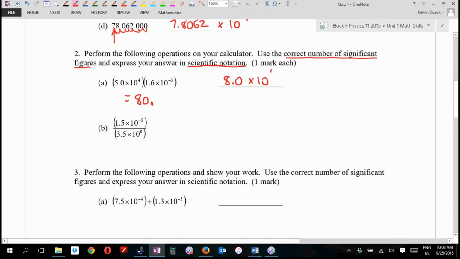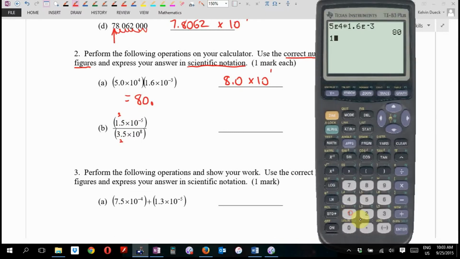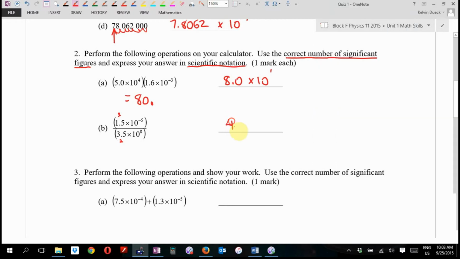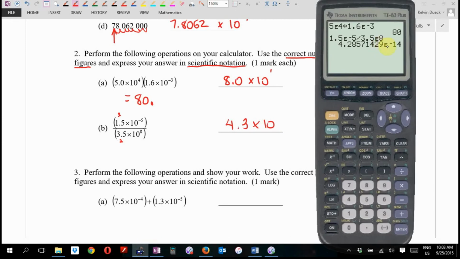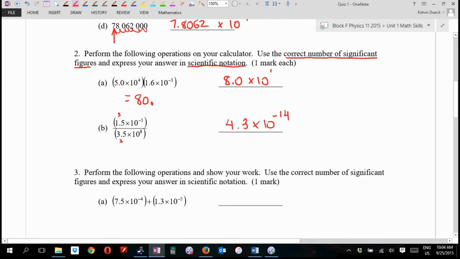B. How many sig figs? 2. How many sig figs? 2. I'm going to go to 2 sig figs. 1.5 negative 5 divided by 3.5, 8. How many sig figs? 2. There's the first sig fig. The second sig fig is this 2. Is it going to stay a 2 or become a 3? 4.3, that's a half mark, times 10 to the, and again, I've learned on my calculator, when I see that little e, that means times 10 to the negative 14. Half mark for the times 10 to the negative 14.